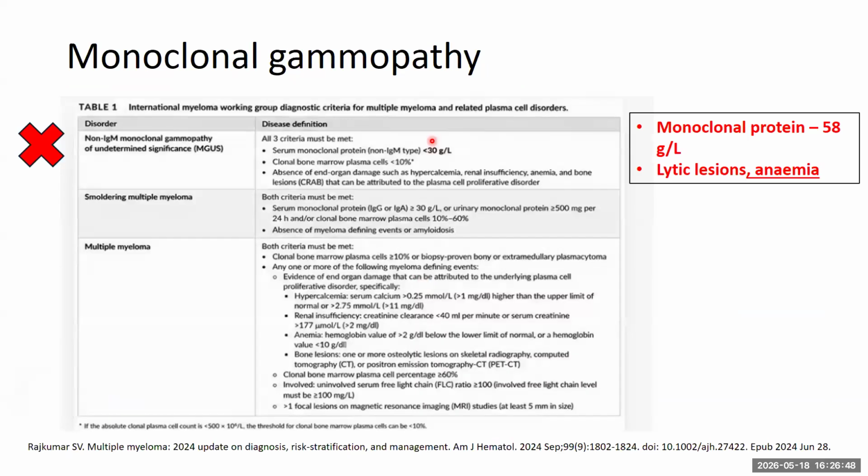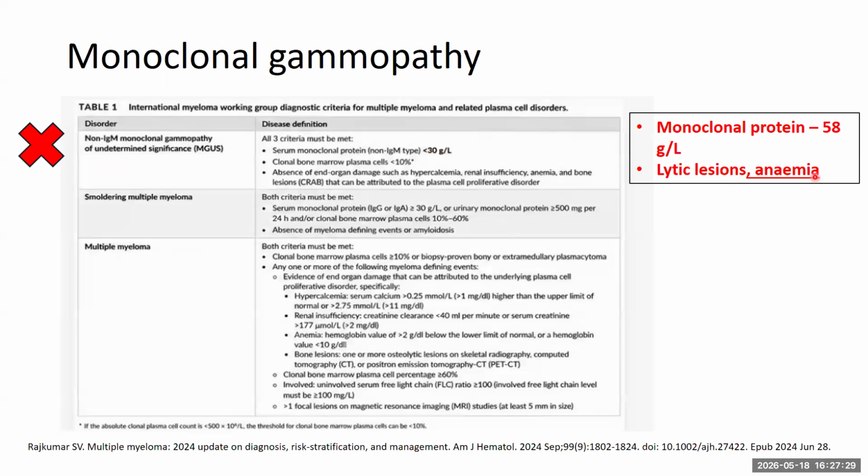So now that we know the patient has a monoclonal gammopathy, we can work up the diagnosis. And these are some of the differentials we currently have. Could it be a non-IgM monoclonal gammopathy of undetermined significance? Could it be a smoldering multiple myeloma or multiple myeloma? So based on our findings, the criteria requires one to have a serum monoclonal protein of less than 30 grams per liter for MGUS. And we had a finding of 58 grams per liter, which is way above the threshold. So we can automatically exclude that as a cause.